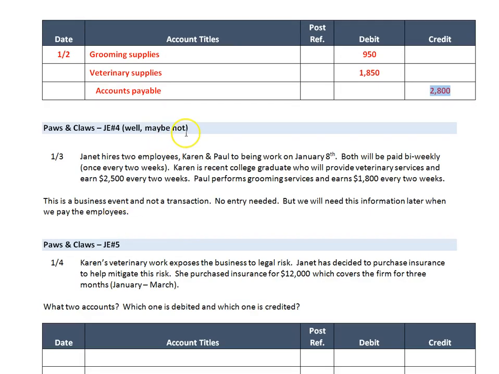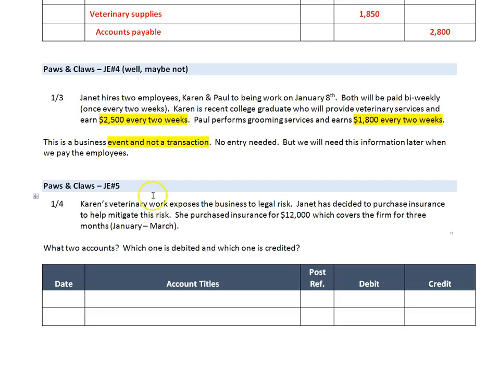Alright, journal entry number 4. Well, maybe not, right? Janet hires 2 employees, Karen and Paul, to begin working on January 8th. Both will be paid bi-weekly, every 2 weeks. Karen is a recent graduate, and she earns $2,500 every 2 weeks. I'm just going to highlight it because we are going to need it later when they actually pay them. So this is the event, not a transaction. Therefore, there's no entry needed. But we will need these 2 numbers when we pay them 2 weeks later. They hire them and they don't start till January 8th. That works.